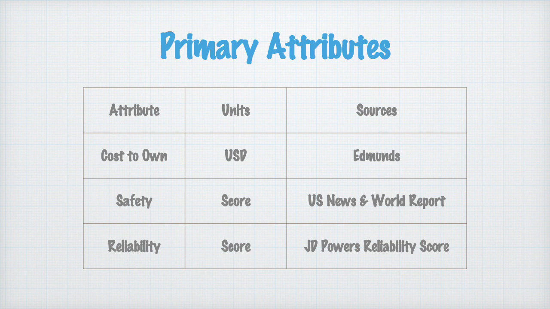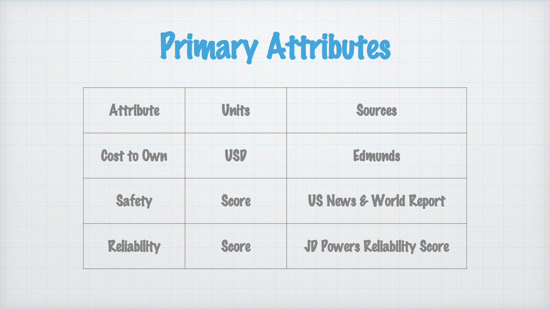When we transfer those fundamental objectives into the primary attributes that we will be assessing, we end up with 3 attributes of interest: the cost to own, safety, and reliability. For cost to own, we're talking about units of US dollars. The source will be Edmunds. Edmunds will account for all sorts of costs associated with the 5-year time horizon of a cost to own, including insurance, maintenance, upfront cost, interest, etc.